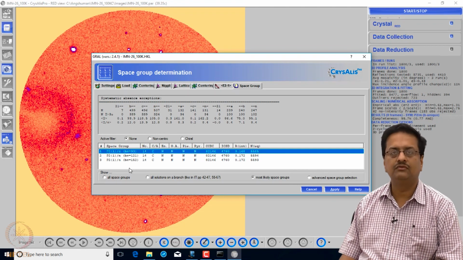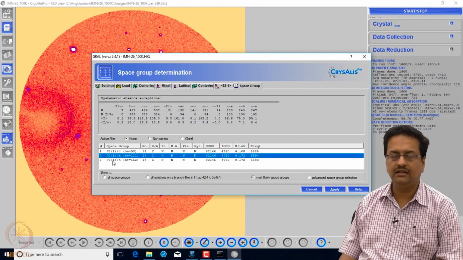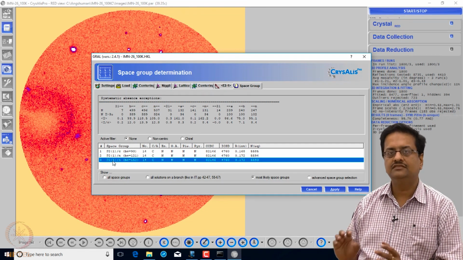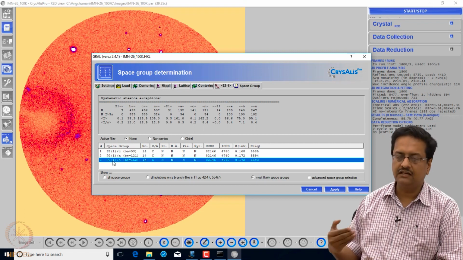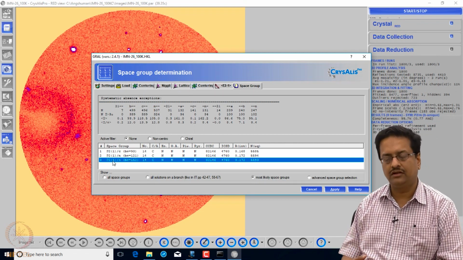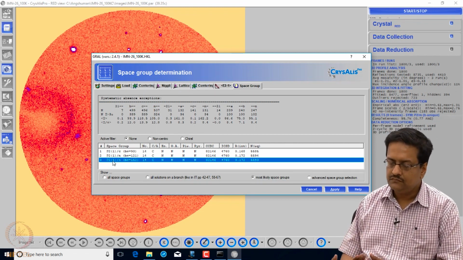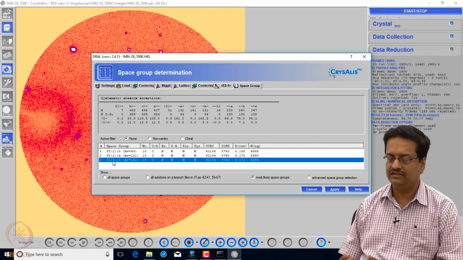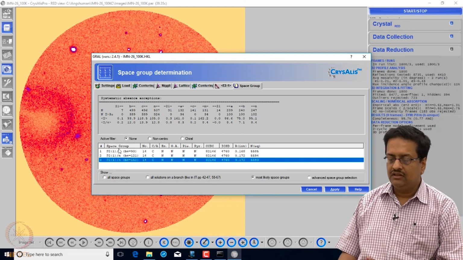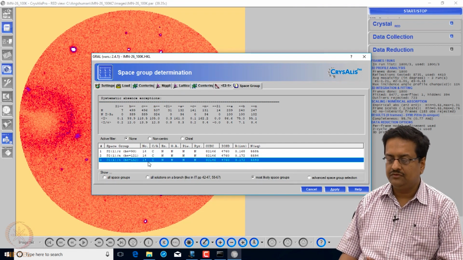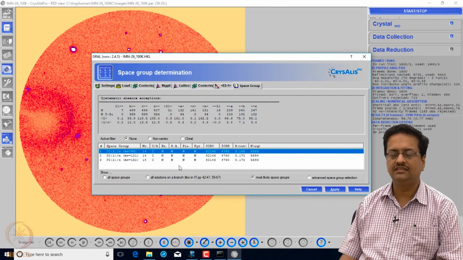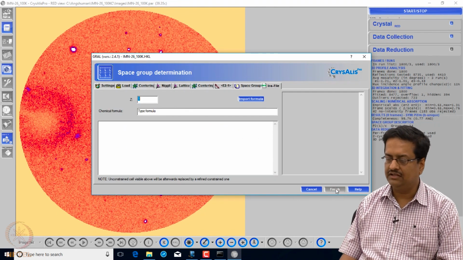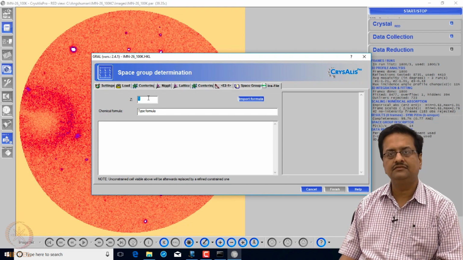One can choose P21/c or P21/n or P21/a. As you already know, P21/n and P21/c are one and the same, so by convention we choose P21/c. Actually, all these have the same space group number. If you note, it is space group number 14. So we are selecting the P21/c option, and then we apply that.